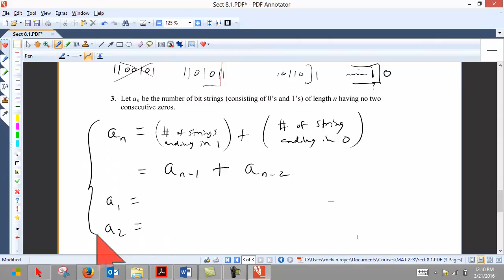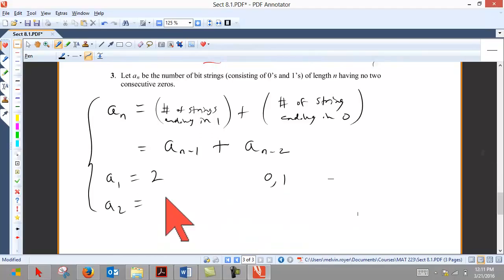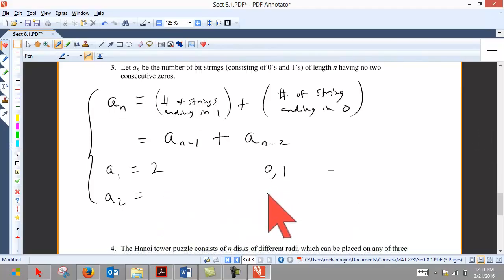How many legal strings are there of length 1? And legal means no 2 consecutive zeros. Well, of length 1, there's a 0 or a 1. So there are 2 choices. For strings of length 2, 0 0 is not legal, right? And then 0 1, 1 0, or 1 1. There are 3 of those. So it's almost like the Fibonacci numbers. Each term in the sequence is the sum of the previous 2, but it starts out differently.